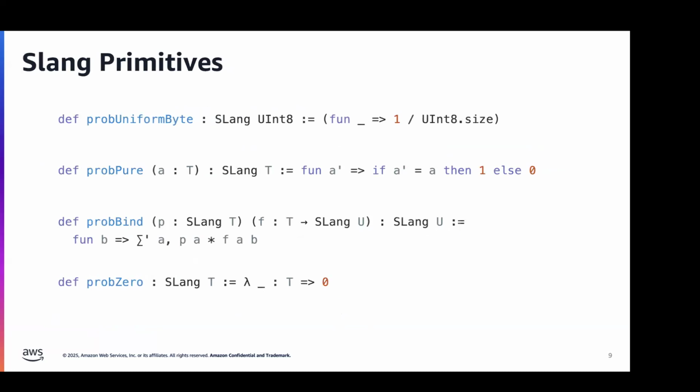So to be a little more concrete, let me explain how SLang is defined. Basically, there are just a few primitives in Lean. The first one is prob uniform byte, which is just a discrete uniform distribution of size 256. We have a function prob pure that's essentially an indicator function. We have another function prob bind that takes both a randomized computation p and a function f that, if you give it some value of type t, is going to be another randomized computation. And we compose them by integrating f with respect to p, the randomized computation. And finally, we have a function prob zero that just associates mass 0 to all of the possible outcomes.